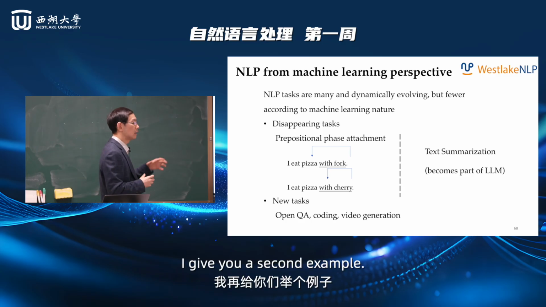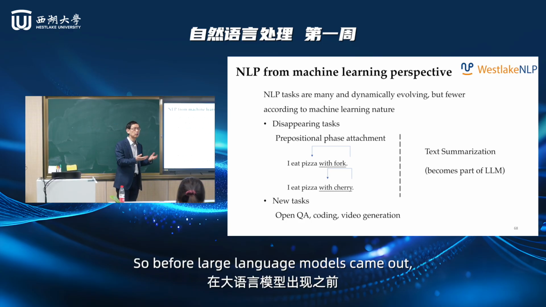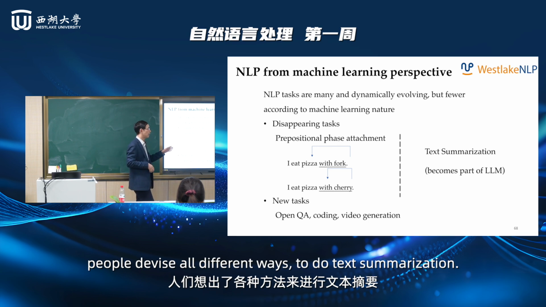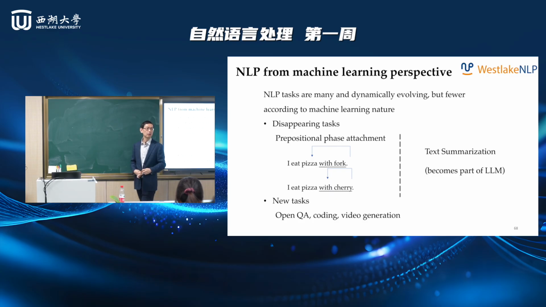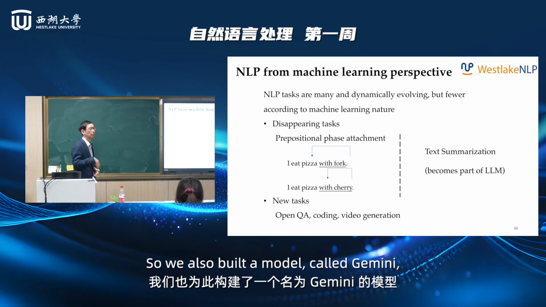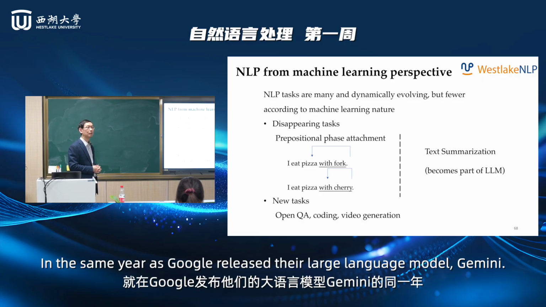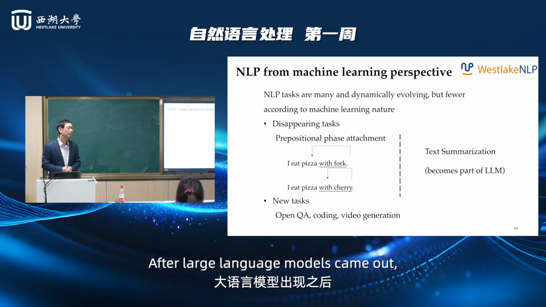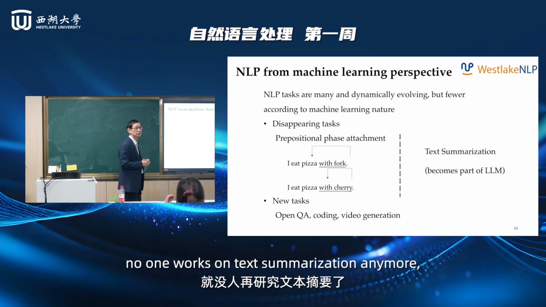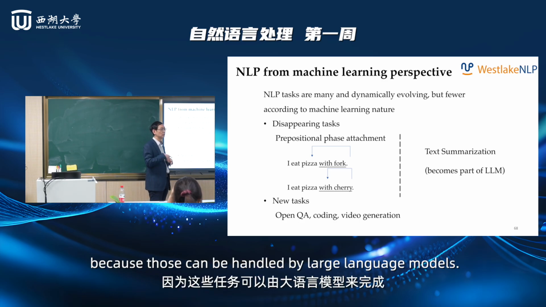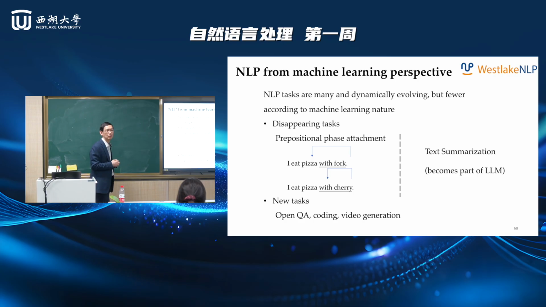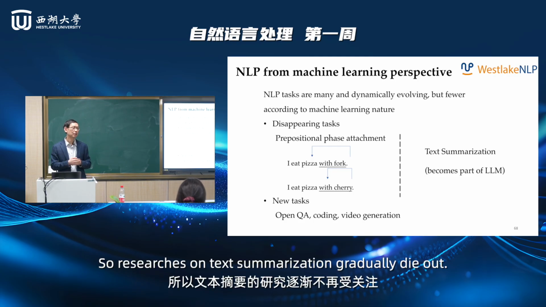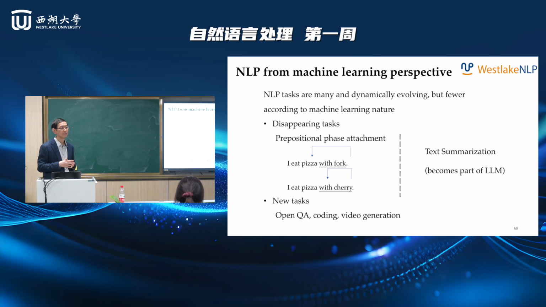I'll give you a second example. Before large language models came out, people devised all different ways to do text summarization. We also built a model, in the same year as Google released their large language model Gemini. After large language models came out, no one works on text summarization anymore because it can be handled by large language models. So research on text summarization gradually died out.